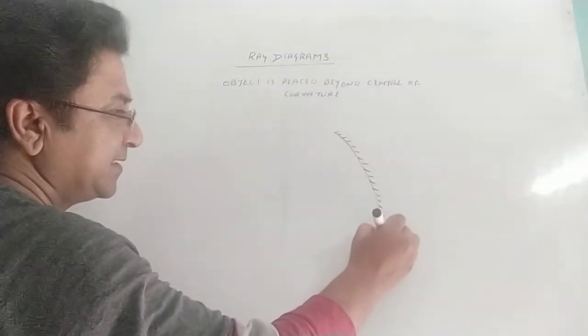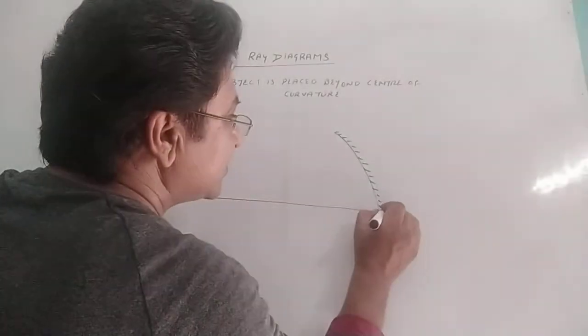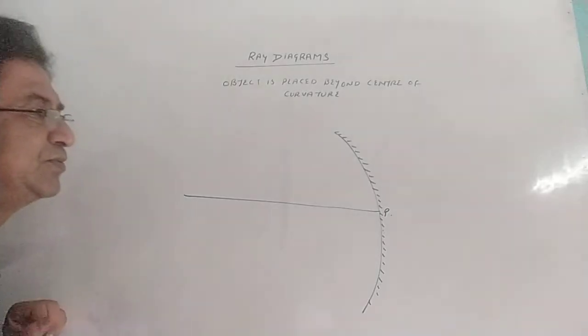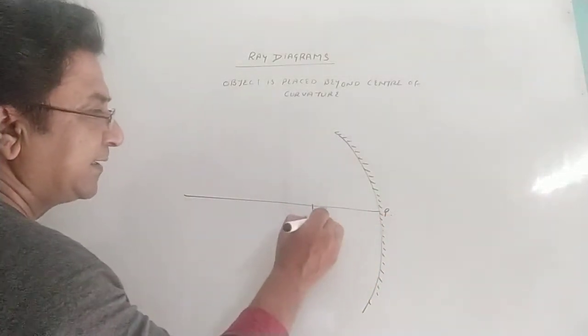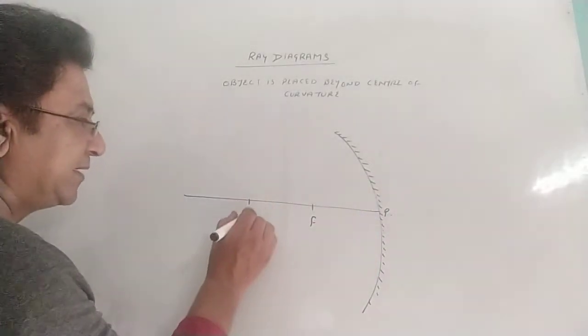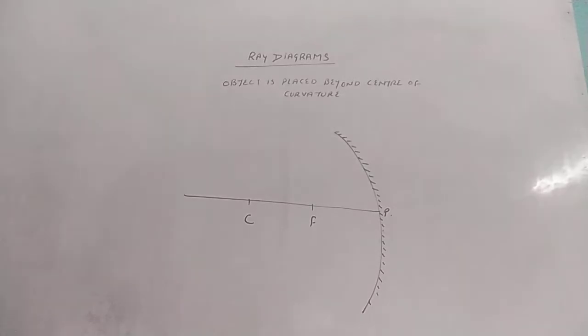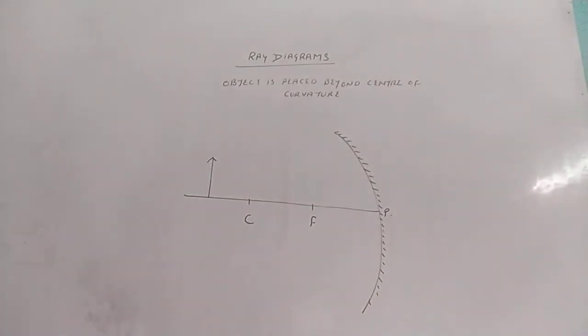Always measure, please. Don't say I'm not measuring, because I can't on the board. So by measurement, take the pole. The center of the mirror should be found. This is a pole. Then take a measurement of 2 centimeter or any one. The same measurement should be taken to draw the center of curvature. Now the object should be placed beyond center of curvature.